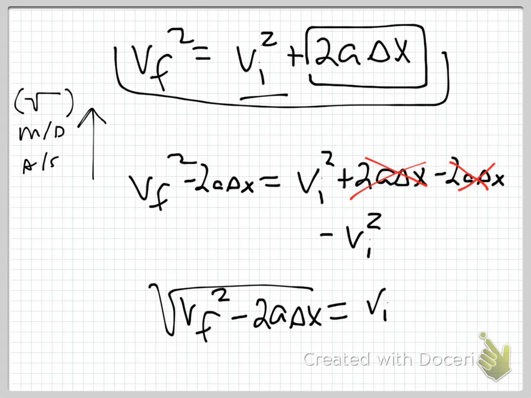Yeah? I was trying to get the initial velocity directly out of it, and I just couldn't. No, you can't. There's no way to. You have to rearrange and solve.